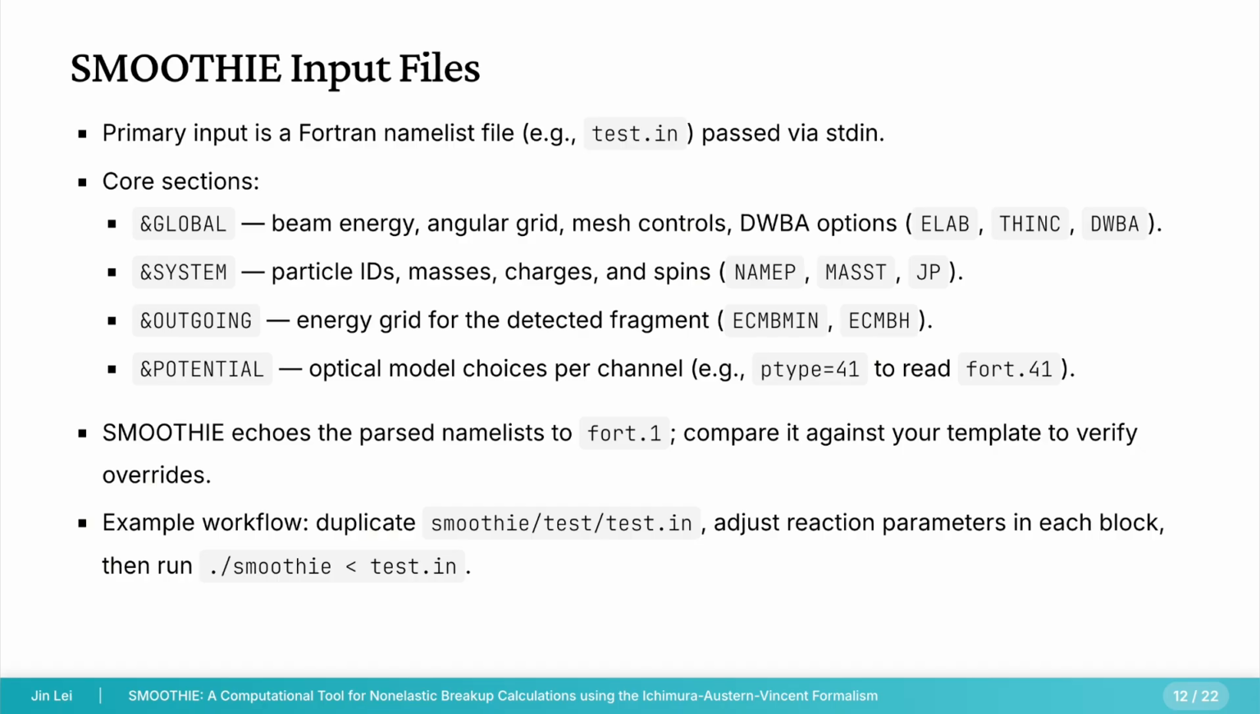The suggested walkthrough is simple. Duplicate smoothie/test/test.in, adjust reaction parameters in each block, then run ./smoothie less than test.in.